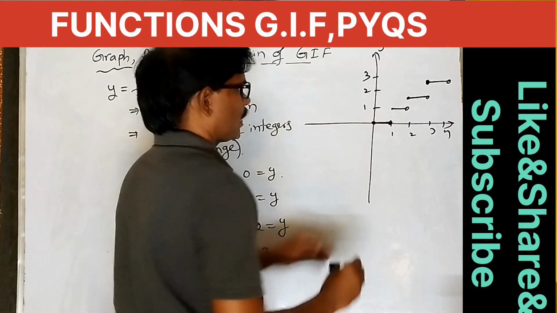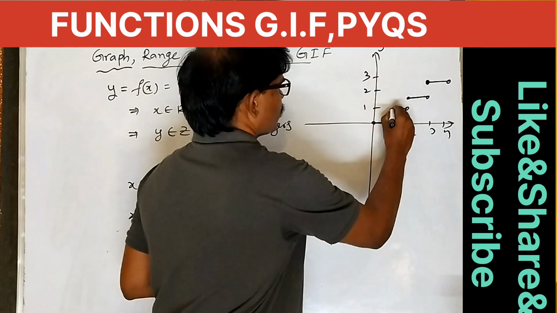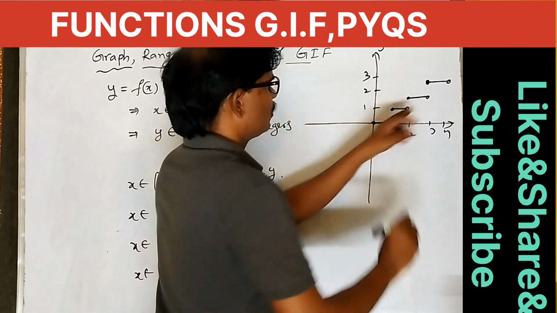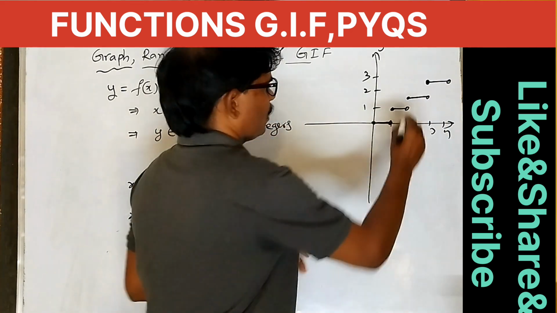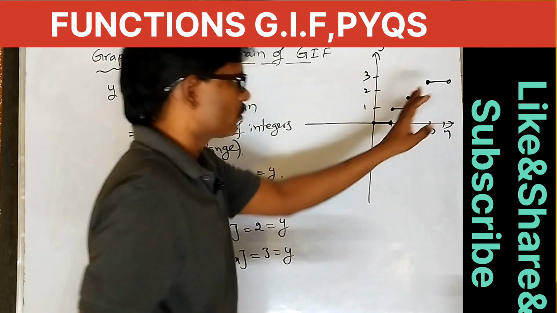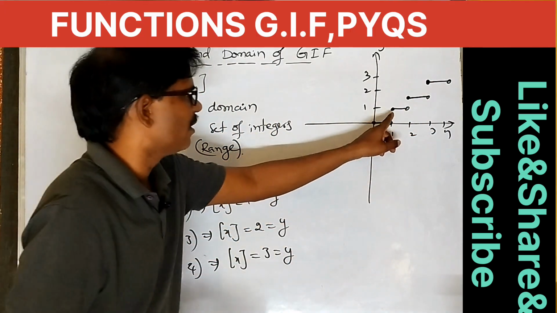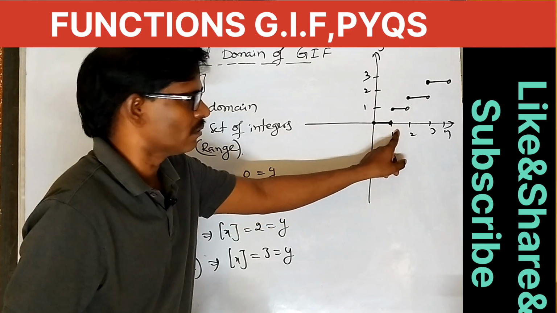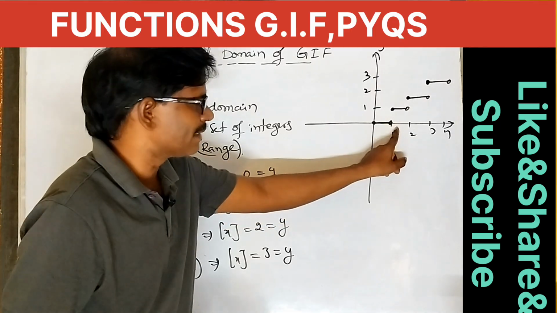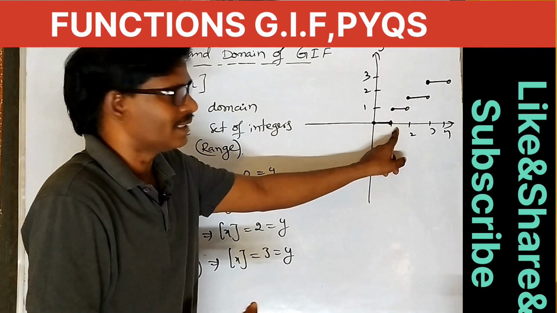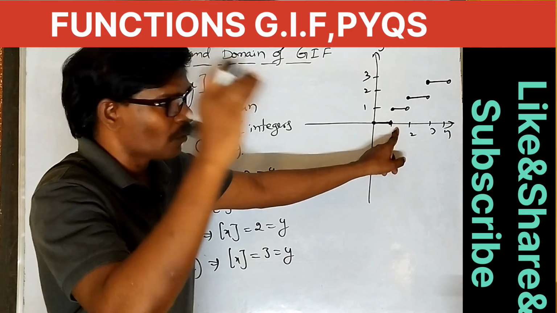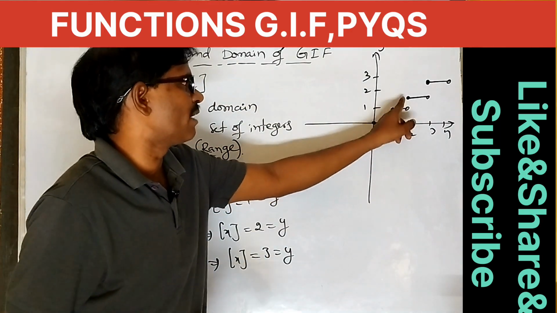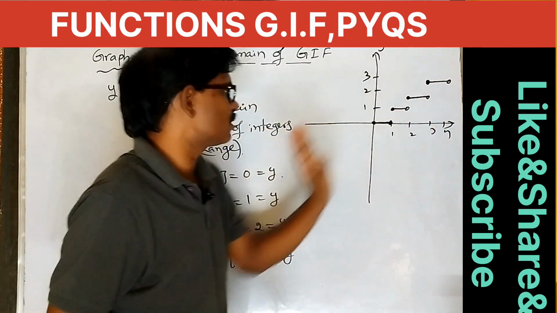Closed circle, open circle, alternating. Closed circle means this is the step of x value. Step of x is equal to 0. 0 to 1 means less than 1. Less than 1 means a closed and open interval. This is also an open interval.